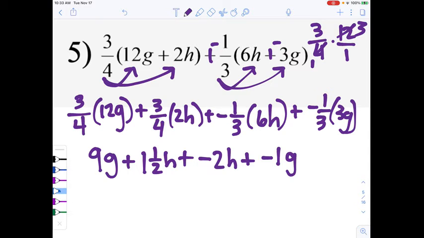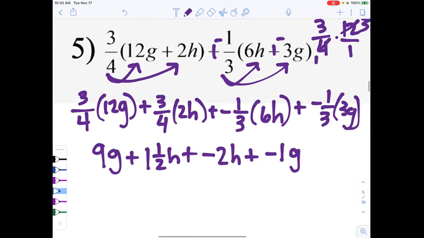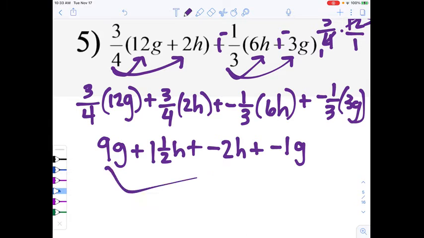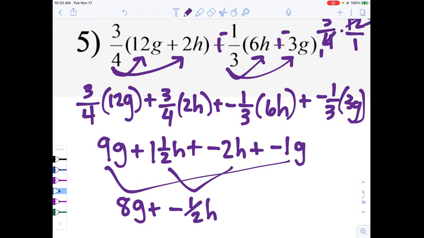Okay, so now that we've done that, we are going to combine like terms. We have 9g and negative 1g. Combine those and we get 8g plus 1.5h minus 2h is negative 1/2h. Can't combine, so there's our answer.